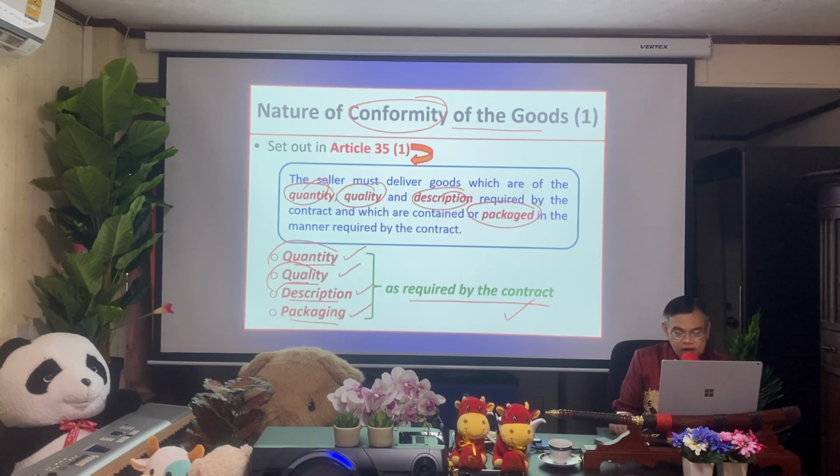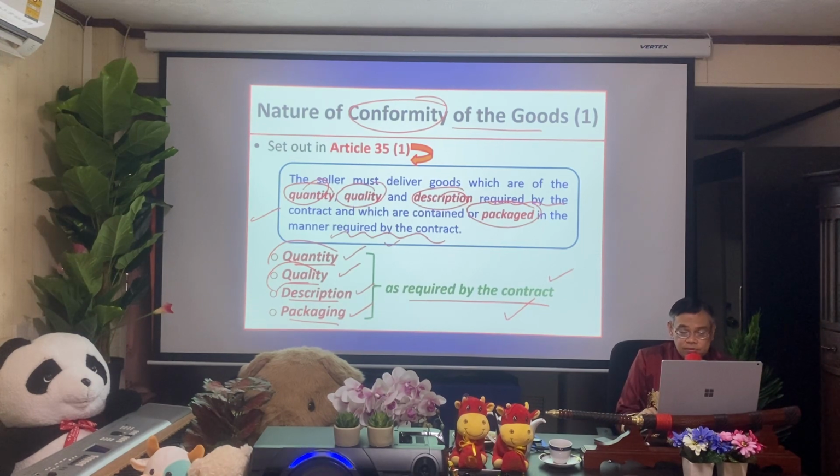According to Article 35.1, the seller must deliver goods which are of the quantity, quality and description required by the contract, and which are contained or packaged in the manner required by the contract. So you can see the words required by the contract. Everything in relation to the quality, description, and packaging must be as required by the contract.